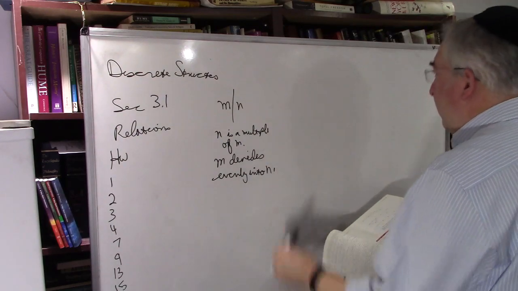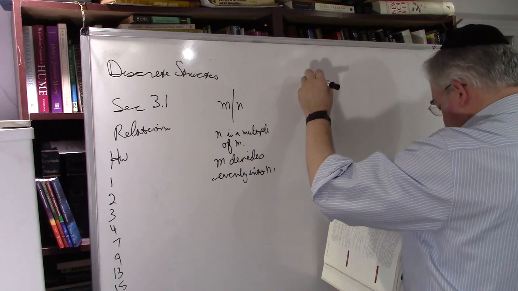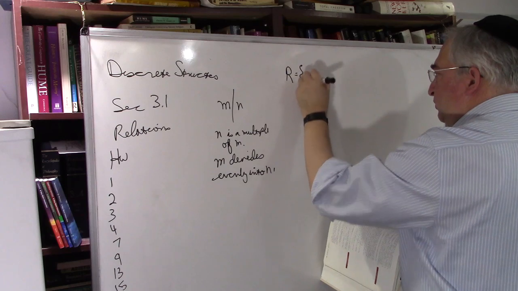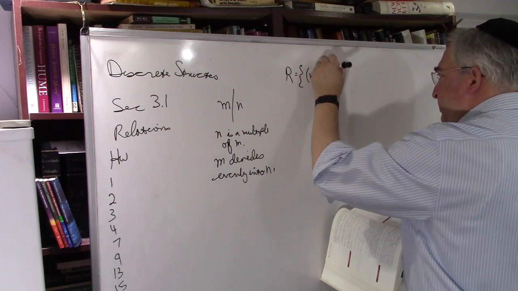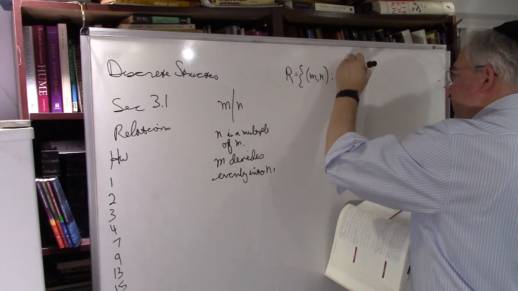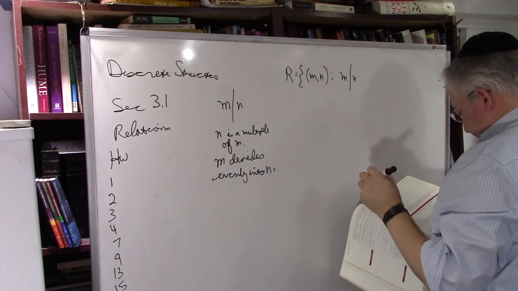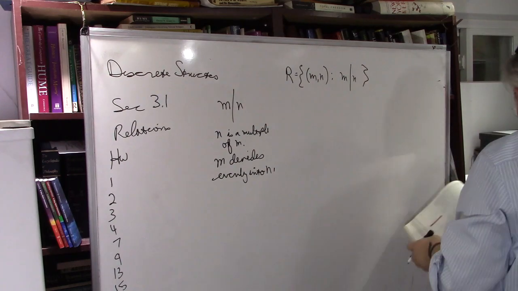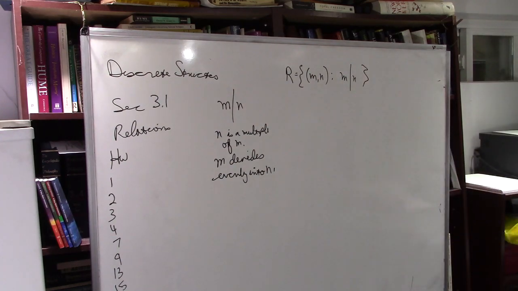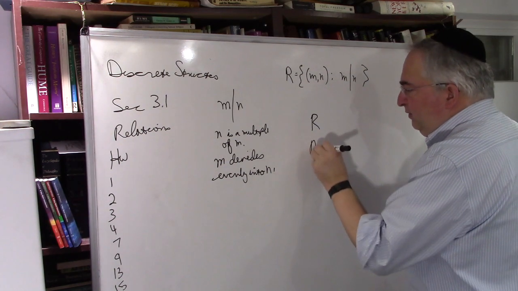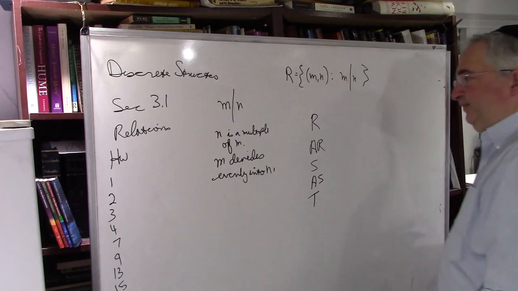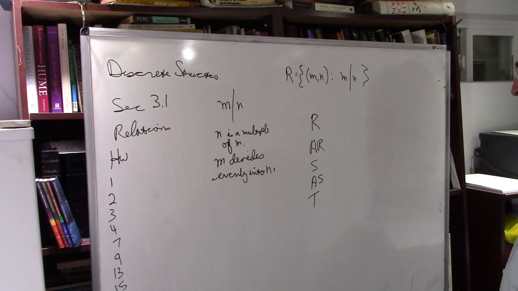So we're talking about this. The relation R, which is equal to those m, n, such that m divides into n. Great. And now we want to know, is it reflexive, anti-reflexive, symmetric, anti-symmetric, and transitive? Okay, so let's go through it.